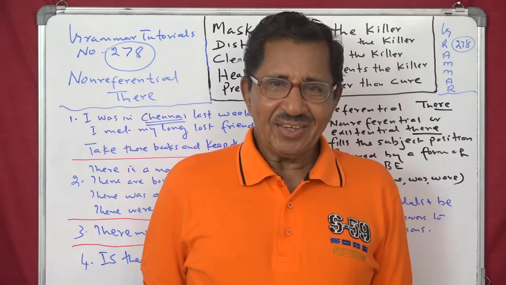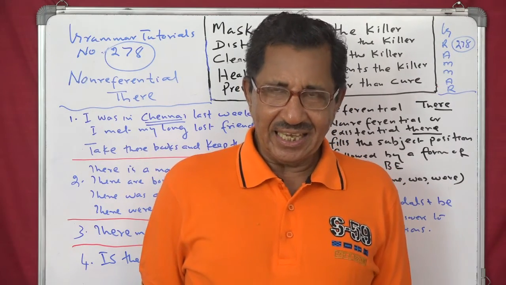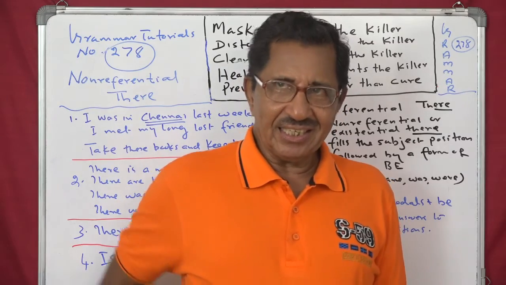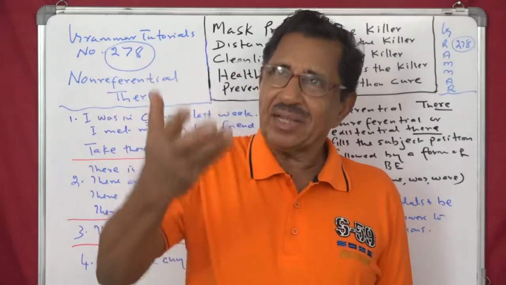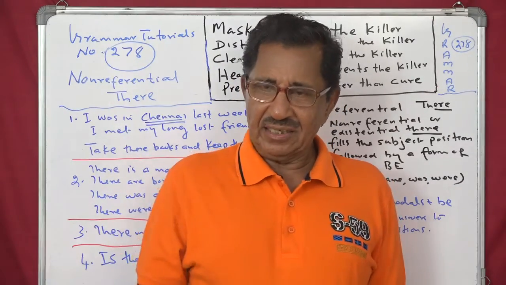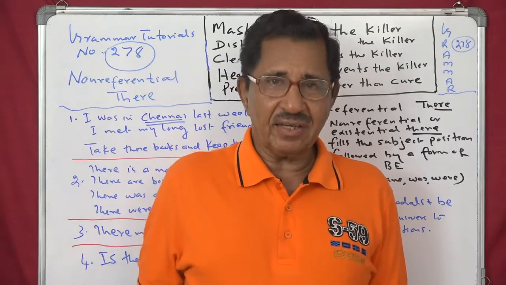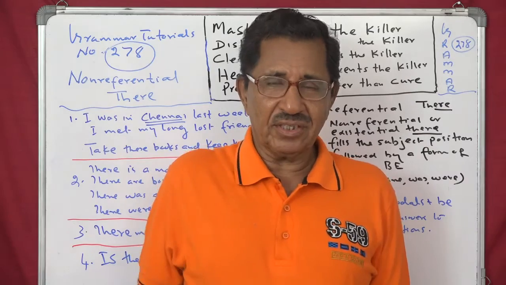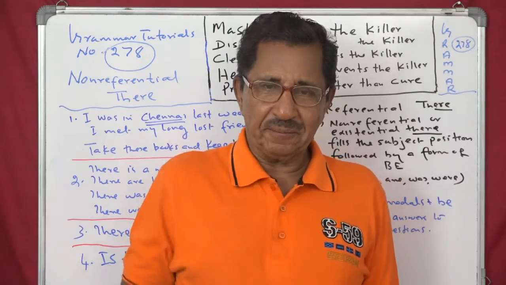And then you can say, there is a monkey on the tree. There are monkeys on the tree. There was a monkey on the tree. There were monkeys on the tree. Or you can say, there are boys in the class. There is a boy in the class. There was a boy in the class. There were boys in the class. So there followed by forms of be.